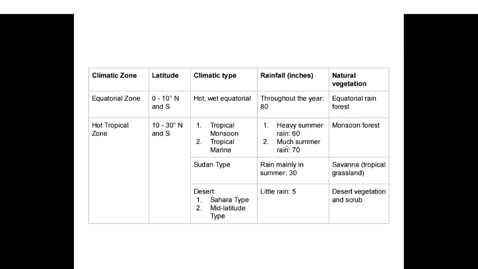70 inches. In Sudan type, rain is mainly in the summer, 30 inches. Desert has little rain, that is 5 inches. The natural vegetation in the tropical monsoon and tropical marine is monsoon forest, in Sudan type it is savanna or tropical grassland, and in the desert it is desert vegetation and scrub.